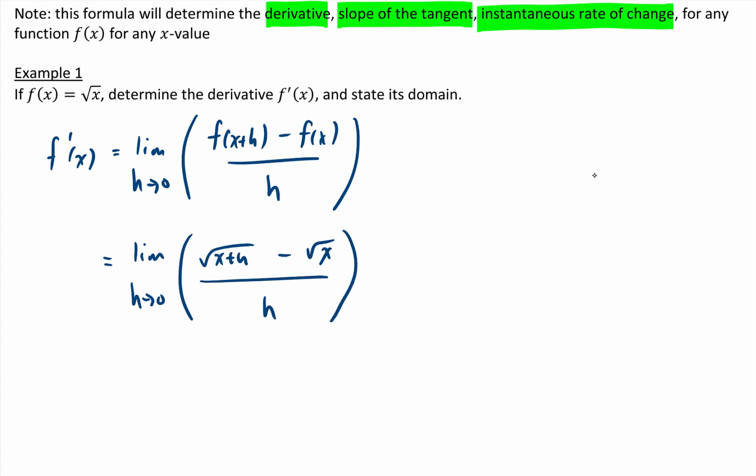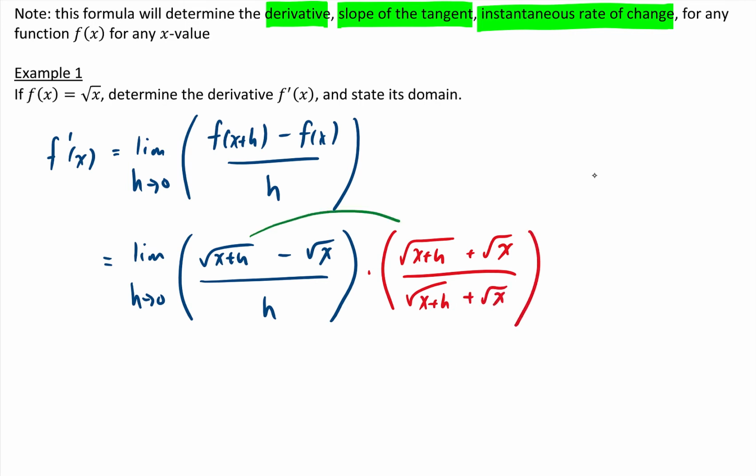Remember, for an example like this, if we were to sub in h equals 0 at the moment, we're going to get 0 over 0. So that's called our indeterminate form. That means we need to try some method to see if the derivative exists. For this example, we're going to multiply by a conjugate. So we have root x plus h plus root x divided by root x plus h plus root x.